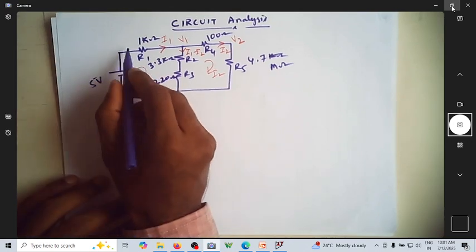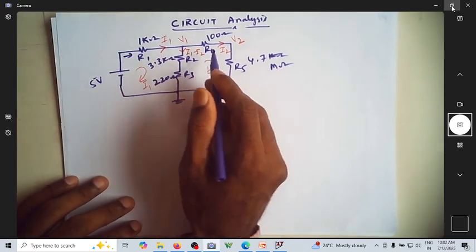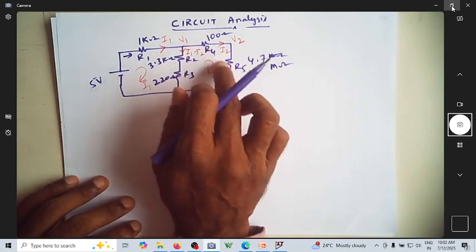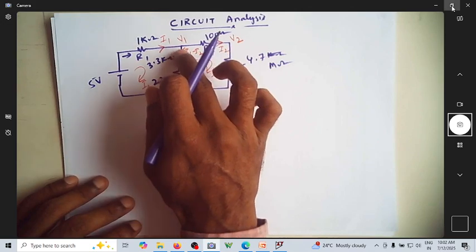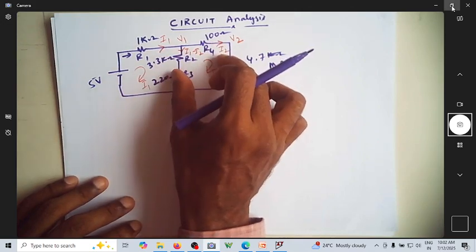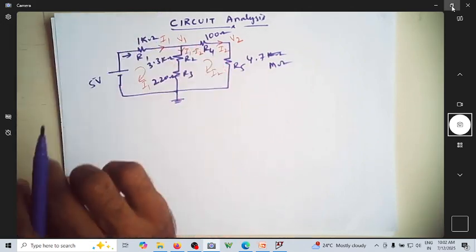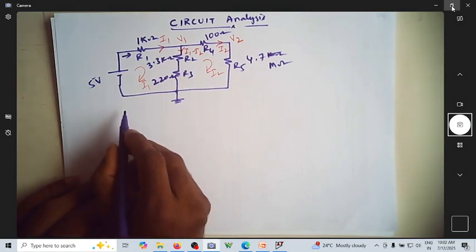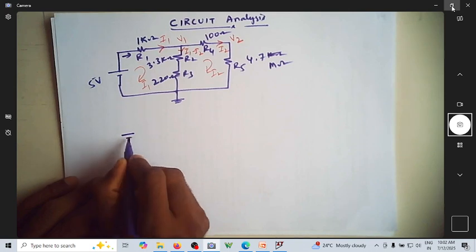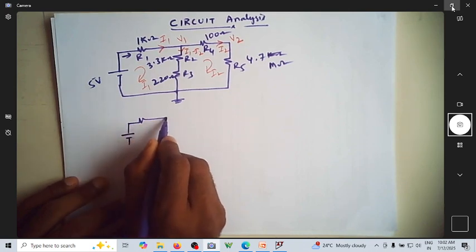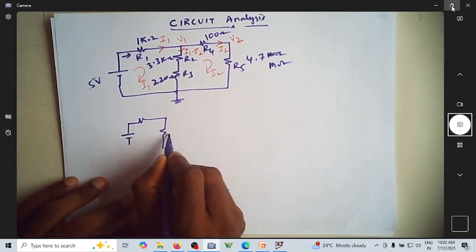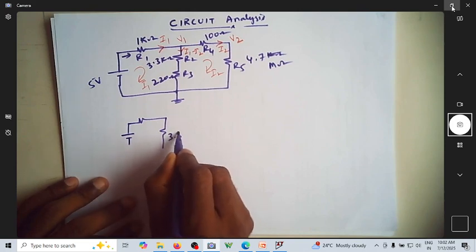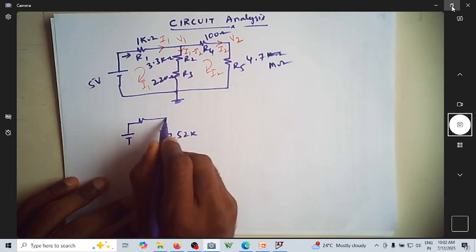So what is the current flowing through this? For that you need to put these two in series, and then these two are in series, they will become in parallel, and that will in turn come in series with this. So I can replace this by something like this. Now this is 3.52 kilo ohm, and this is like this.